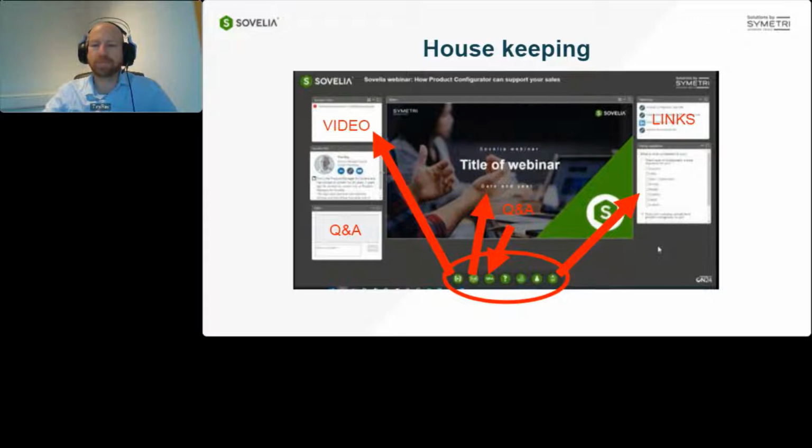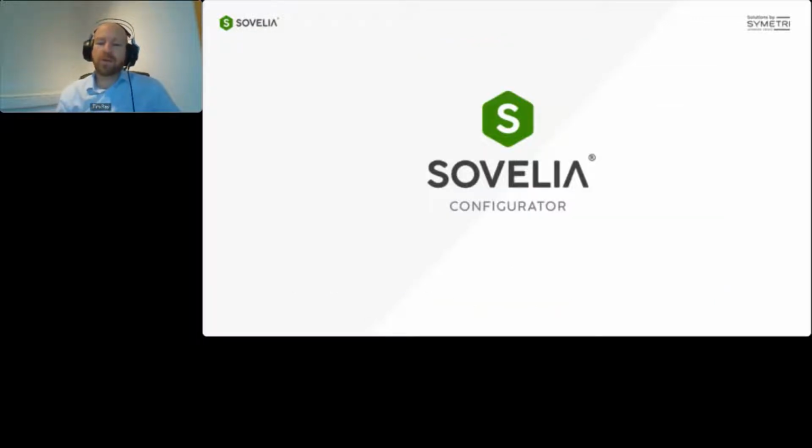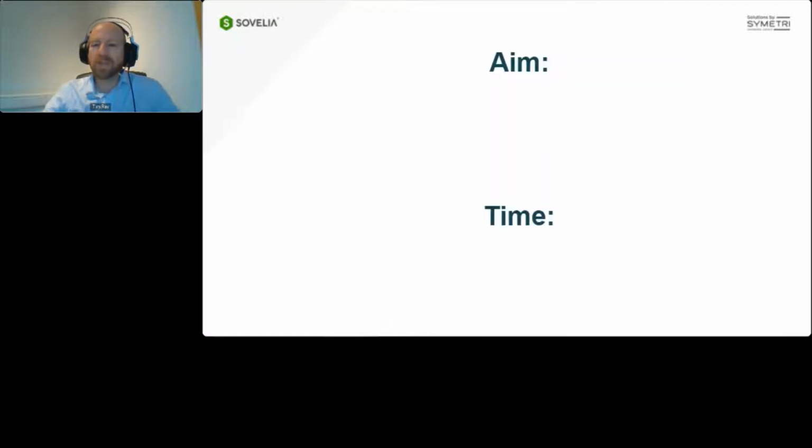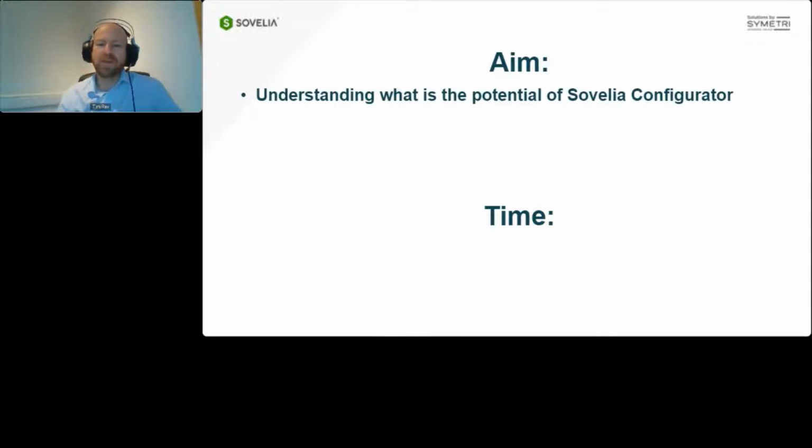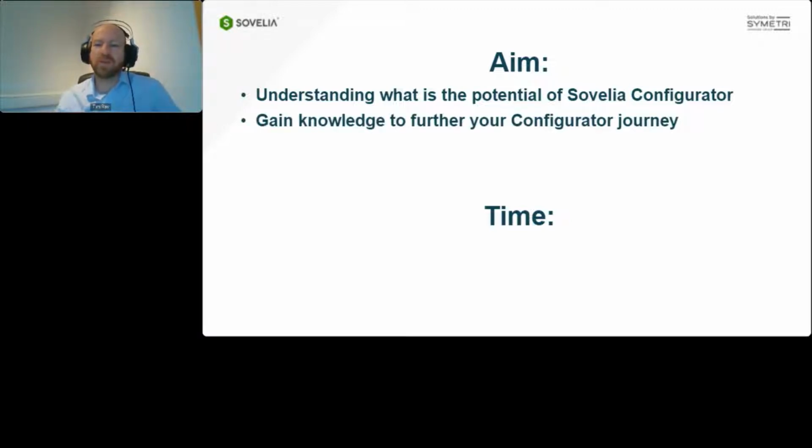Let's get started. So we're here to look at a product called Sovelia Configurator. Sovelia is a range or a family of products, and Configurator sits in that from a company called Symetri. So the aim of the presentation today is so that you can understand the potential of Sovelia Configurator and also gain some knowledge to further your configurator journey. The time's about 45 to 55 minutes. It all just depends on how we go with the questions.